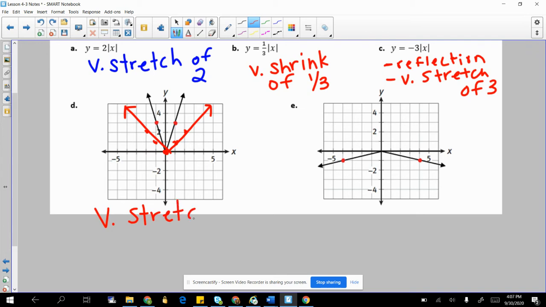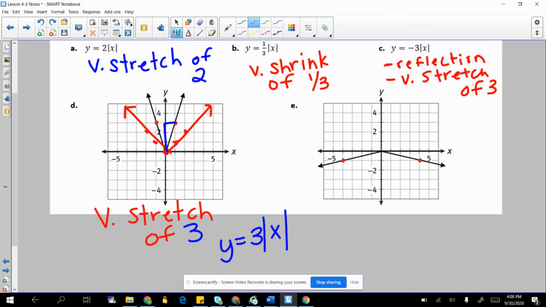So I would say if it's skinnier, that is a vertical stretch. But by how much? And really, in order to figure that out, all you really have to do is figure out the slope. So I've put these red dots here to help you figure out the slope, but this one goes up 1, 2, 3 over 1. So this would be a vertical stretch of 3. So then if we were to write that as an equation, we would know, okay, that would just be y equals 3 and then the absolute value of x. Okay?